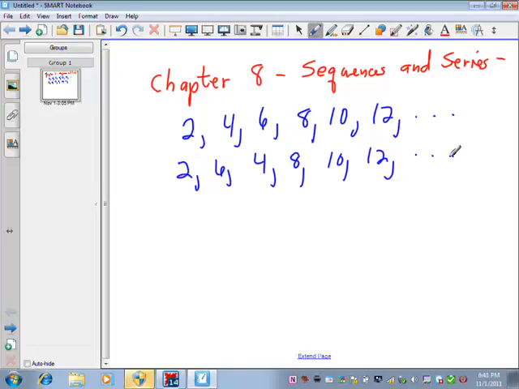Now that is, of course, the informal definition. I will ask on the test to define a sequence. Define what it means for something to be a sequence. Here is the definition.